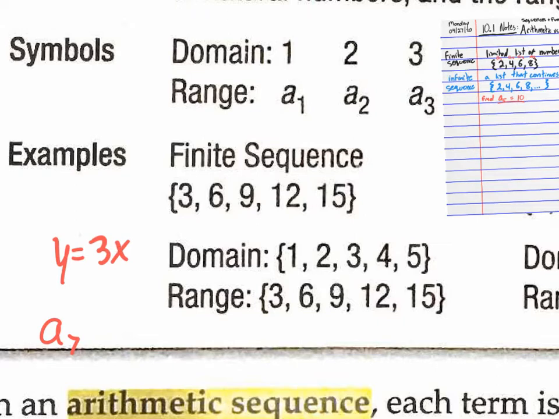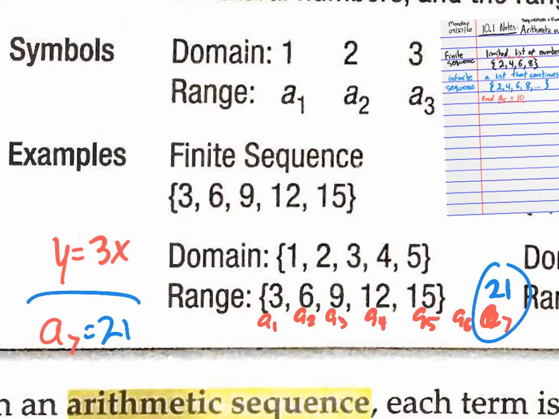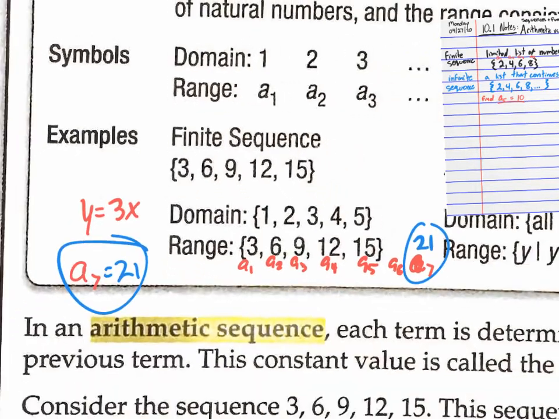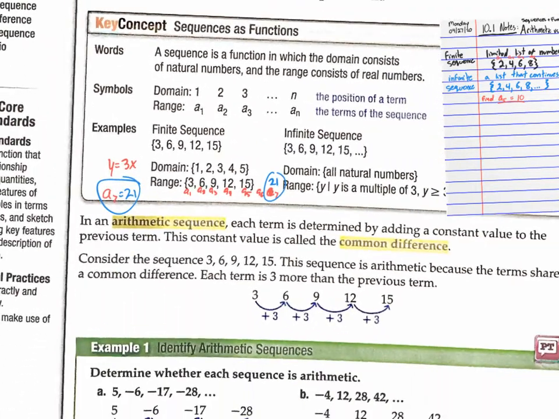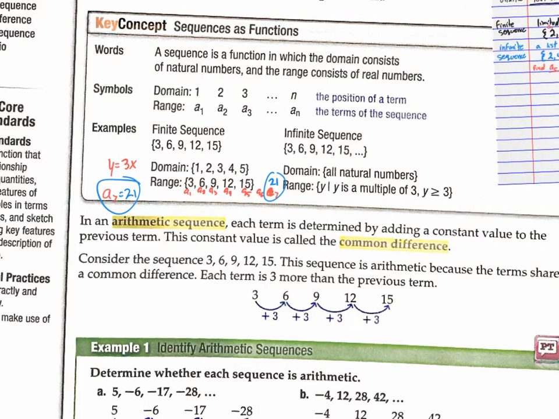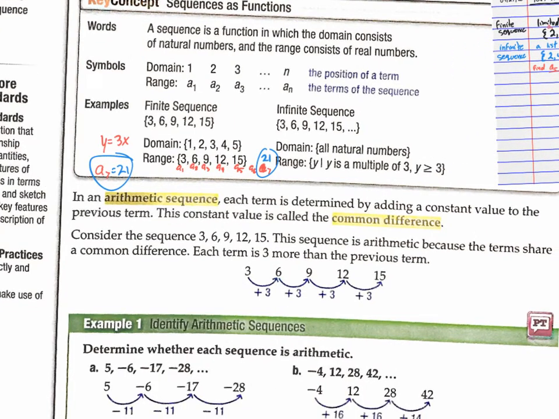So if you did go out to the a sub 7th term, a sub 1, a sub 2, a sub 3, a sub 4, 5, 6, 7, then you would have a 21 over here. A sub 7 does equal 21. So I went way ahead. I probably shouldn't have done that. I'm sorry. Anyway, I hope we understand that. If you don't, it's okay. We'll get to that in a couple of minutes again.